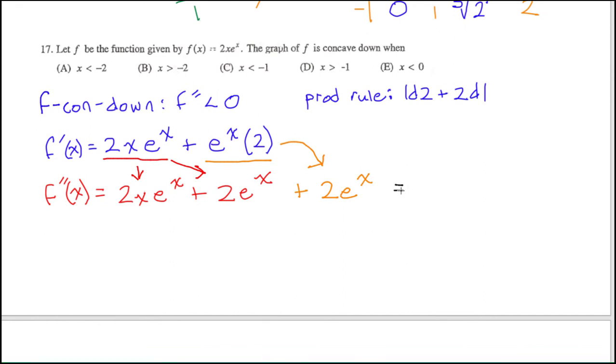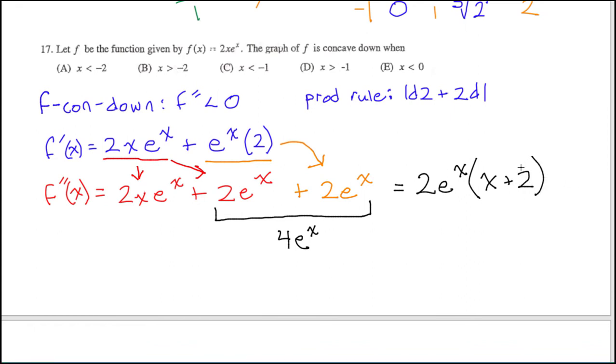So this is the same thing as, I guess, how many of these e to the x terms do I have? This one right here reduces to 4e to the x, but I can reduce it even more than that. Because I have 2x e to the x plus 4e to the x, I can factor out e to the x, right? And leave the inside as... Yeah, 2e to the x. Oh, you can. That's even better. Let's do that. 2e to the x times inside, which is going to be what? X plus 2. Yeah, nice. Okay, this is the second derivative.